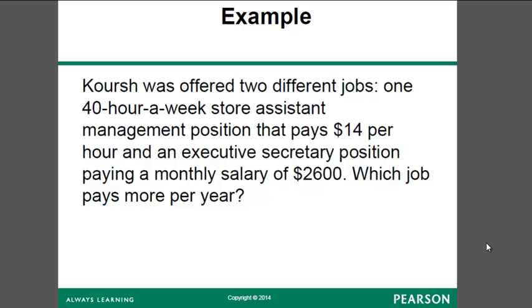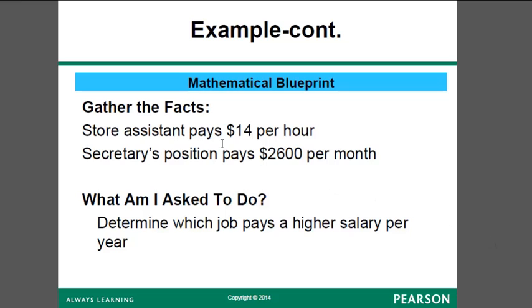First things first, gather the facts and determine what you are asked to do. Well, the facts are the store assistant pays $14 per hour. The secretary's position pays $2,600 per month. You're asked to determine which one has the higher salary.